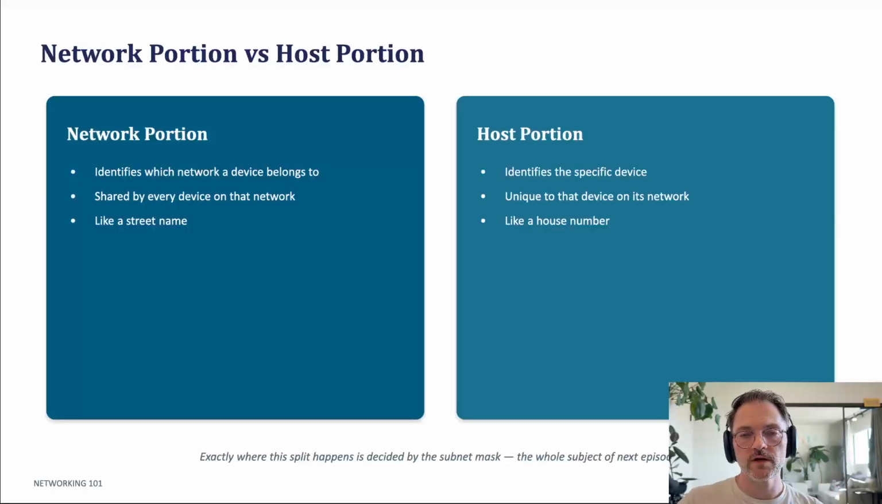So we have the network portion and we have the host portion. The network portion identifies which network a device belongs to. It is shared by every device on that network, and it's kind of like a street name. Whereas the host portion, that identifies a specific device. It is unique to that device on its network, and it's kind of like your house number. You can have many houses on the same street, but only your house is going to have that exact house number. Otherwise, how would the mail carrier know how to deliver this letter? Exactly where that split happens is decided by the subnet mask, and that is the topic of our next video. So stay tuned for that.